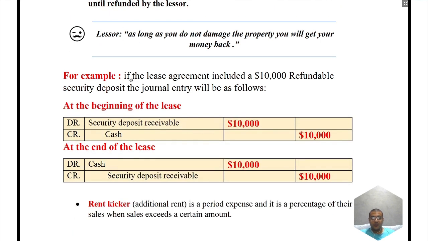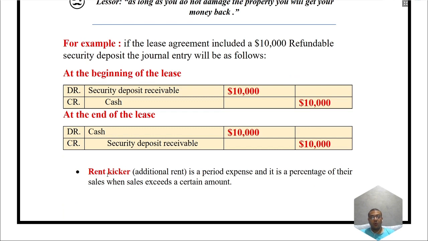For example, if the lease agreement included a $10,000 refundable security deposit, the journal entry will be as follows. The refundable security deposit, I told you it's a receivable, so I'm going to debit receivable and credit the cash. I'm going to pay the $10,000. So at the beginning of the lease, I'm going to debit security deposit receivable and credit the cash with $10,000. And at the end of the lease, if there is no damage to the property, I'm going to receive my money back. So I'm going to debit the cash with $10,000 and credit the receivable with $10,000.